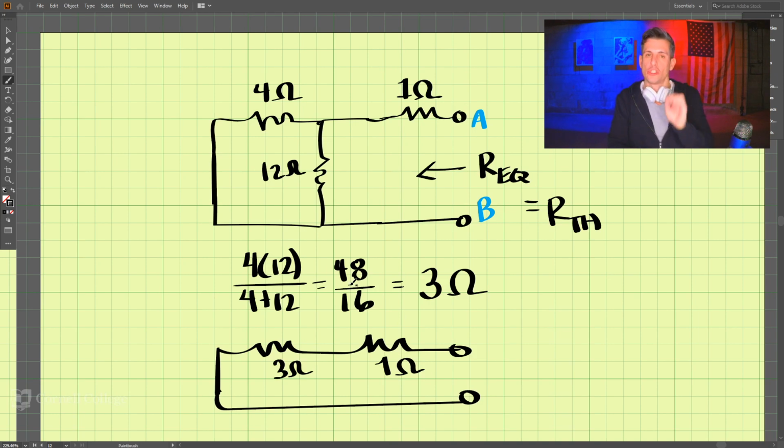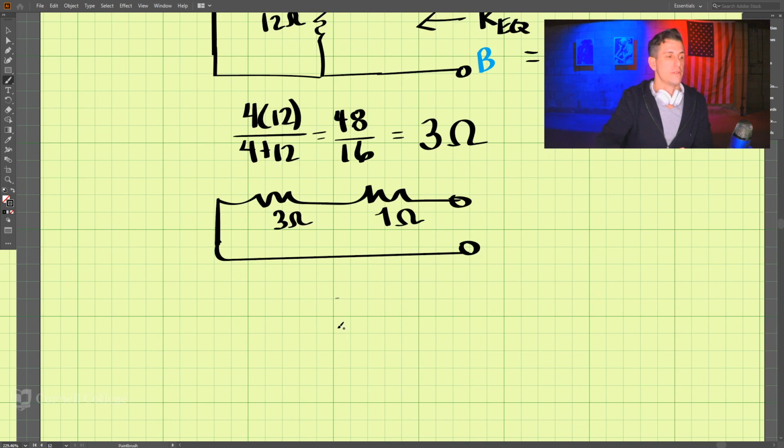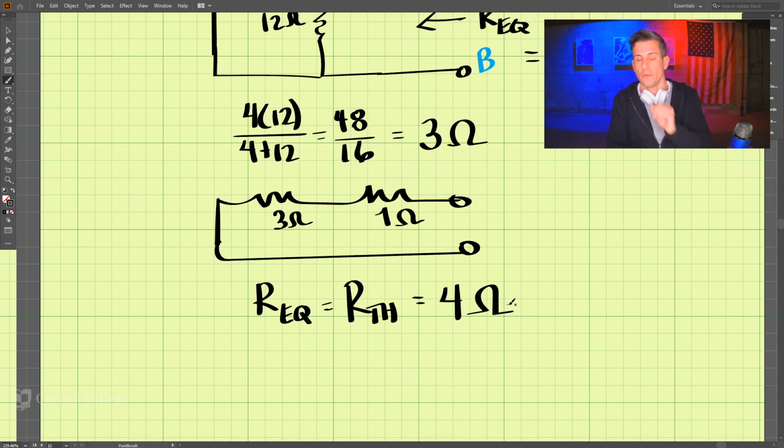And we can add those two together. These are in series. Those are in series. And we come out with the equivalent resistance, which is equal to the Thevenin resistance, which is 4 ohms. Okay. So that is the first part of this, but there is more. We need to do more here.